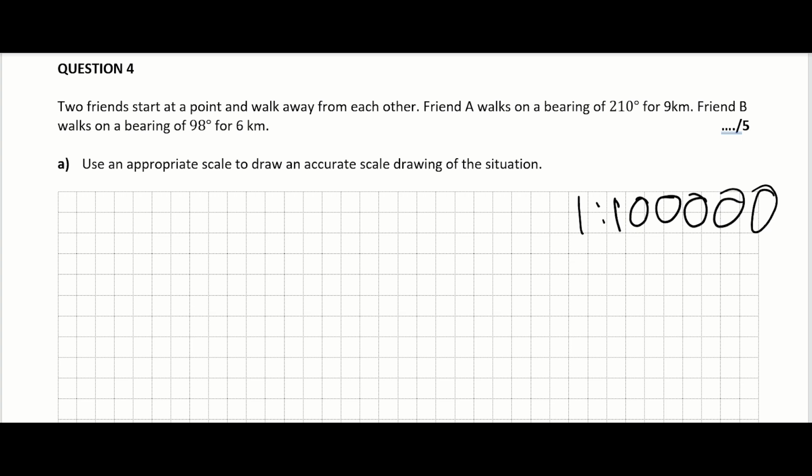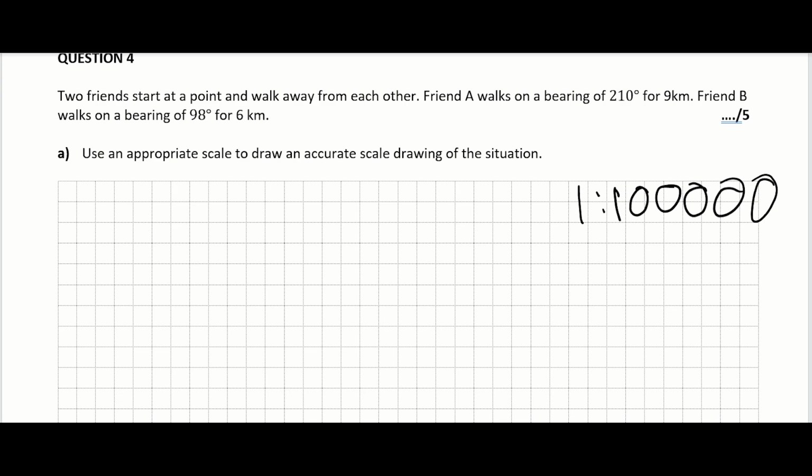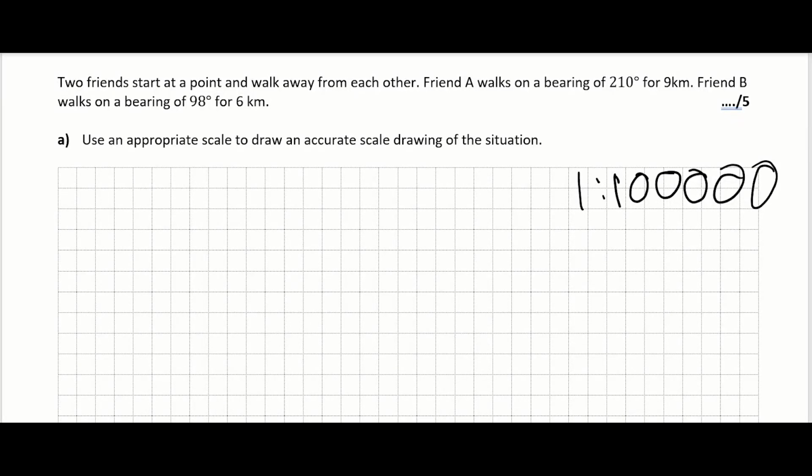Okay? So this is where they start. This is their starting point. I'm going to mark it up here because I know that I'm going 210, which is in this direction. It's just coming out here. And then 98 degrees is coming out somewhere here. So that's why I'm putting it up the top so that I can easily draw on my graph paper down here.